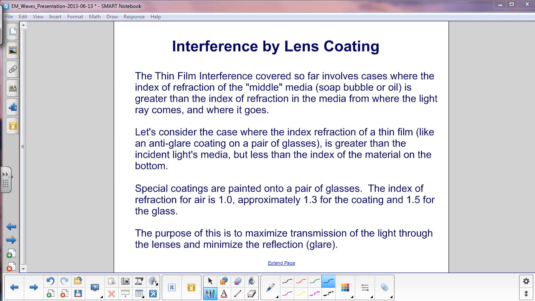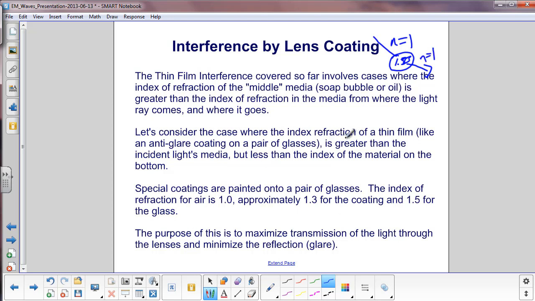Let's look at another case of thin film interference. So far we talked about where the index of refraction of the middle media, whether it's soap bubble or oil, is greater than the index of refraction of the media from where the light ray comes and where it goes. We had the little soap bubble here. The index of refraction of air for light is 1. So the light ray comes here. The soap bubble was 1.33, the index of refraction. And then it left there and hit another area where the index of refraction was 1.